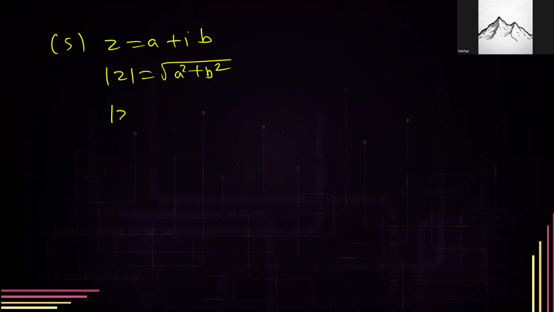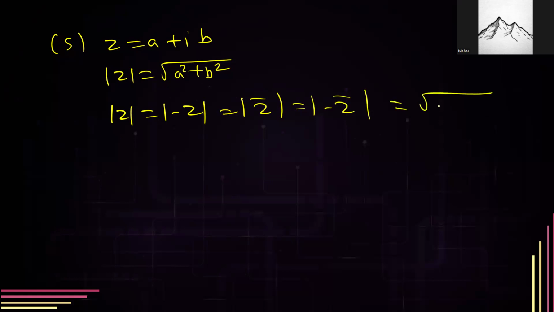So now, suppose we have Z as A plus IB again. We know that modulus of Z is defined as root of A square plus B square. So we can say that mod Z, mod of minus Z, mod of Z bar, mod of minus Z bar, all will have the same modulus. Each will be equal to root of A square plus B square. All this will be the same.